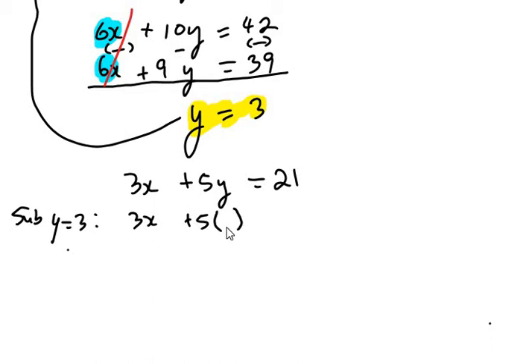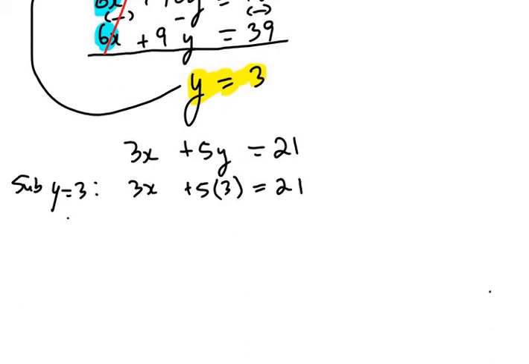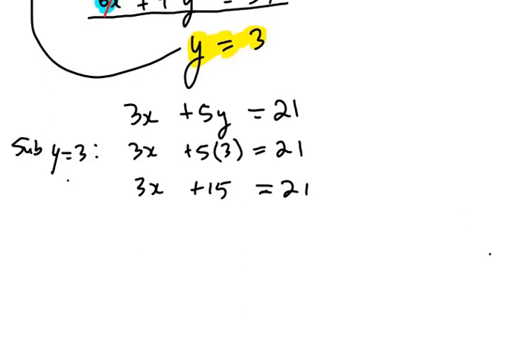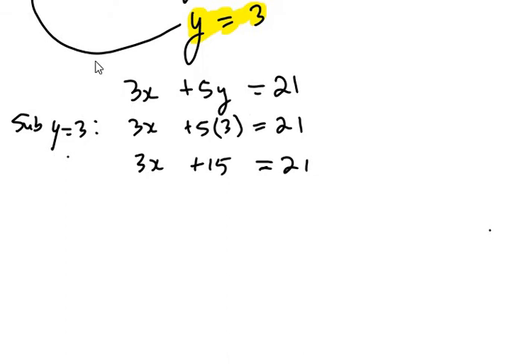Bracket 3 equals 21. Okay, good. Right, and you're indicating here that this is saying 5 times y, so we maintain that by saying 5 times 3. Okay, good. And so we get 3x plus 15 equals 21. What's my next step? Then you're going to switch over or transpose.